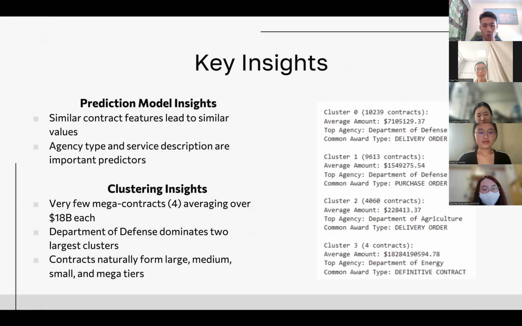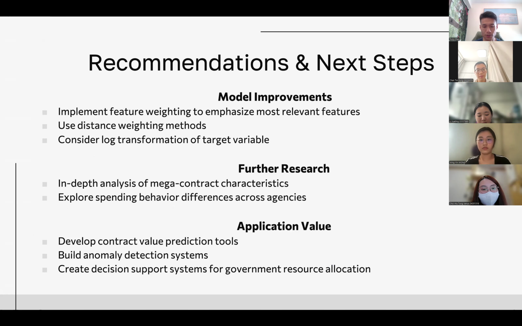The analysis reveals contracts with similar features tend to have comparable values, with spending clustering in just 4 mega contracts accounting for billions. The Department of Defense leads federal spending in California. Model improvements could be feature weighting, distance weighting, and log transformations. Future research should delve into mega contracts and agency spending behavior differences.